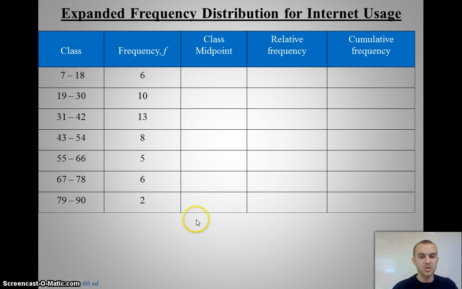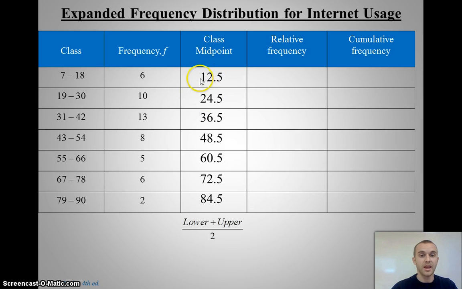If I wanted to do the class midpoint, remember it's just the lower plus the upper divided by 2. So it'd be like 7 plus 18 divided by 2, and that gives me 12 and a half. And I'm going to do that for each class.